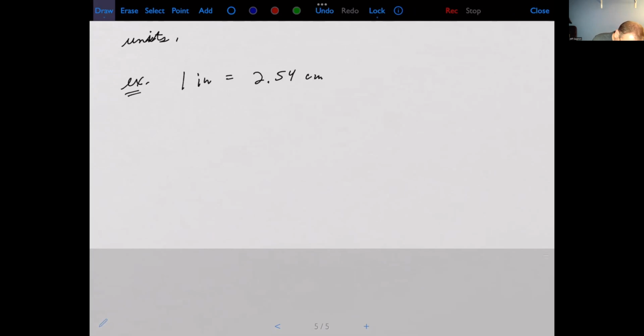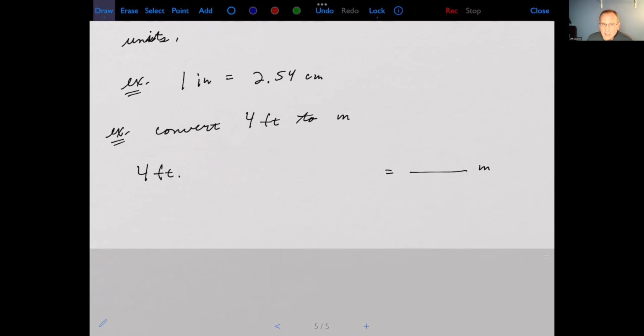Let's say I want to convert 4 feet to meters. Okay, so I'm starting with 4 feet. And ultimately, I want to end up in meters. And let's say the only thing I know, I mean, you could look this up online and figure out a direct conversion from feet to meters. But let's say I just know that 1 inch is equal to 2.54 centimeters. So how can I use that knowledge to get from feet to meters?